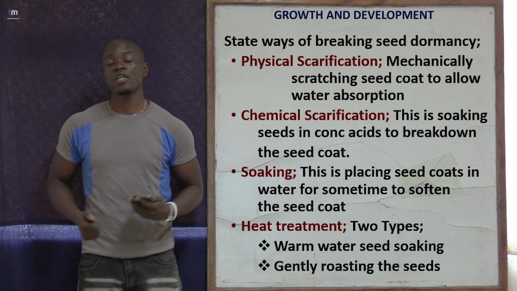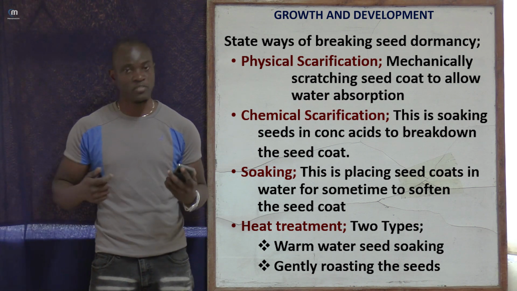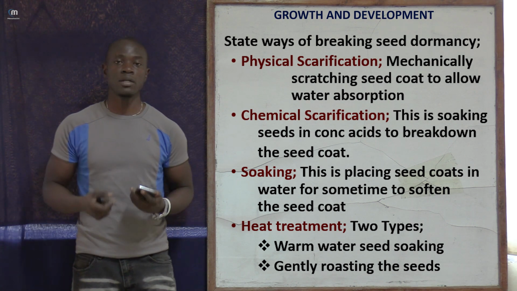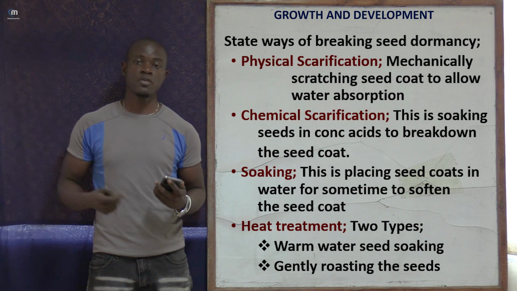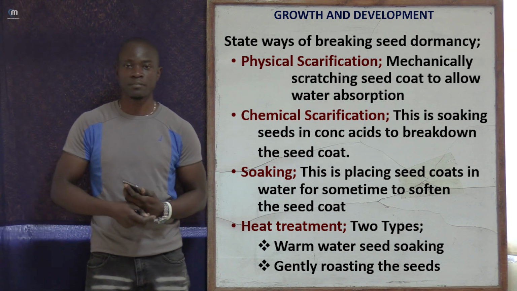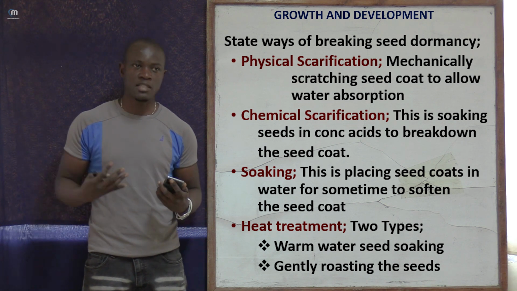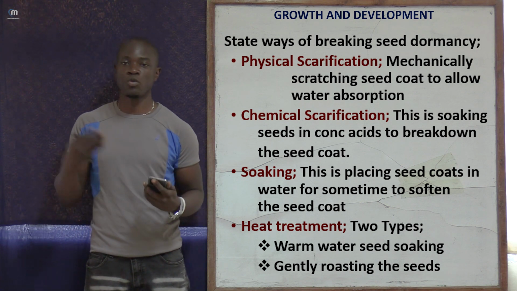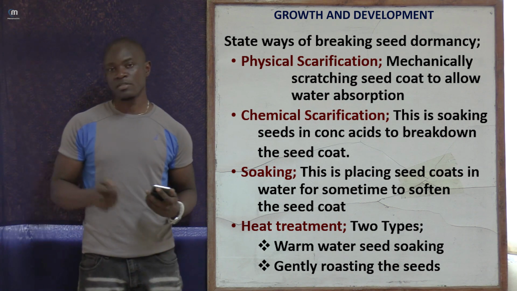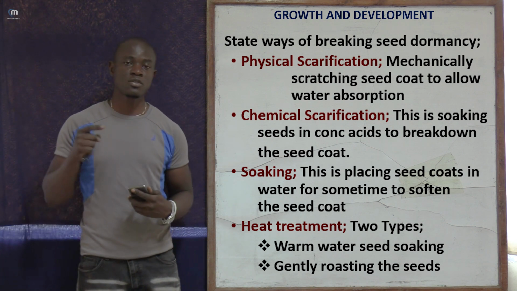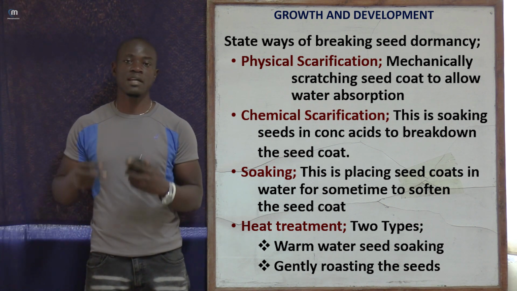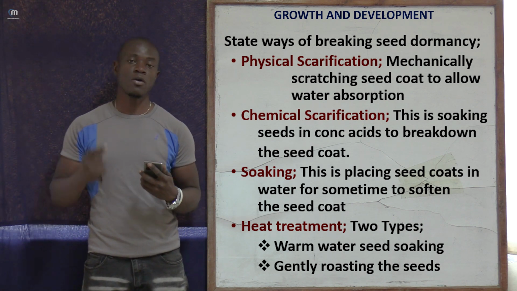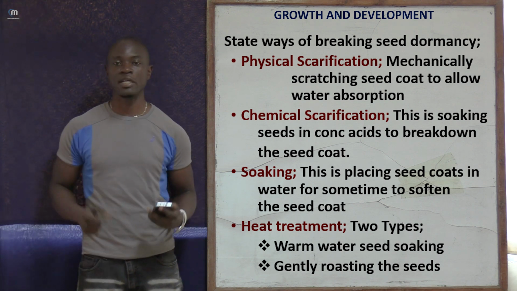The other one we can talk about is chemical scarification. Whereas in physical scarification we scratch the seed coat mechanically, in chemical scarification we use different chemicals to make the seed coat permeable so that water and nutrients can enter. Simply, chemical scarification is soaking the seeds in concentrated acid in order to break the seed coat. Because if the seed coat has been broken or cracked, nutrients can penetrate through.